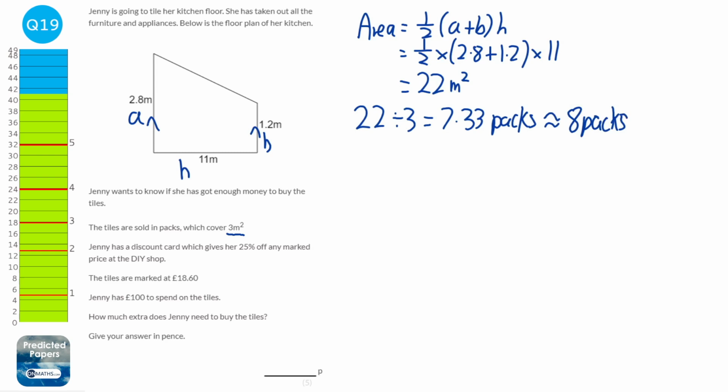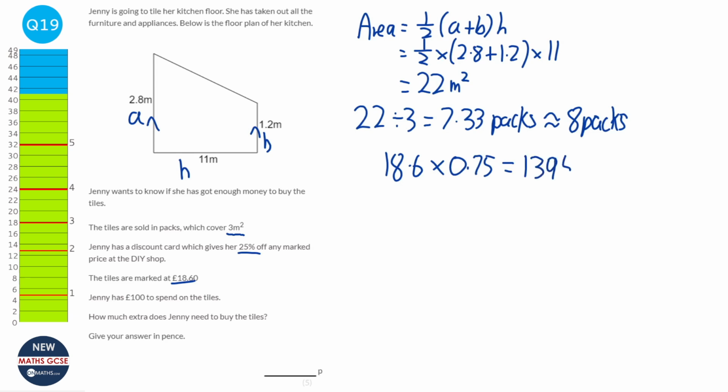Okay, the next thing we look at is the fact that Jenny has a 25% discount. So we need to find out what 25% discount would do to the £18.60 for the tiles, or for the pack of tiles. And so what we're going to do is get the £18.60 and times it by 0.75. So we're just going to find 3/4 of it because she has a 25% discount, and that would be 1,395. So that's the tiles are going to cost £13.95.